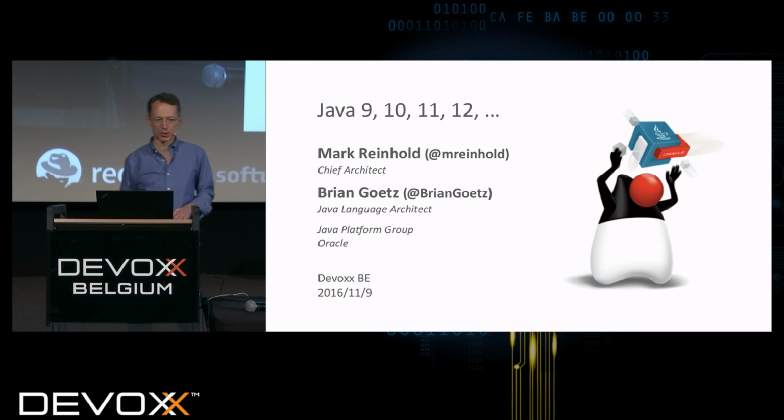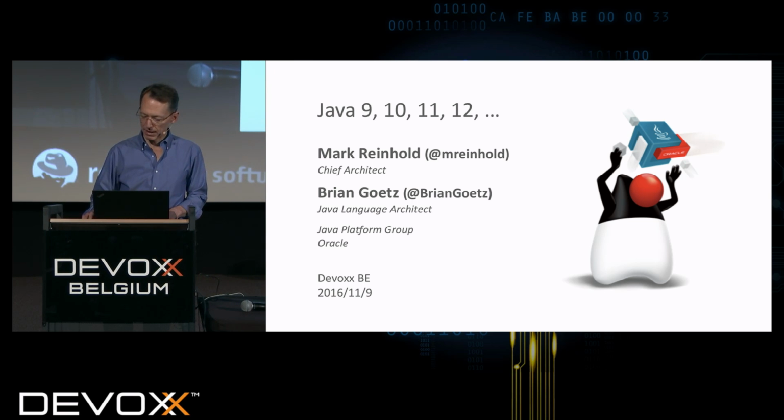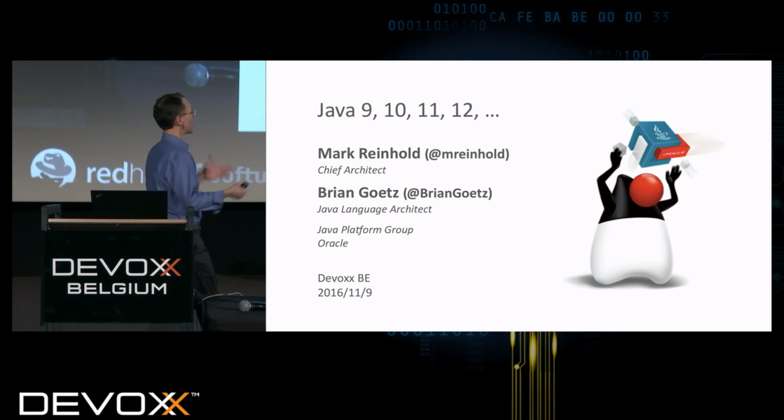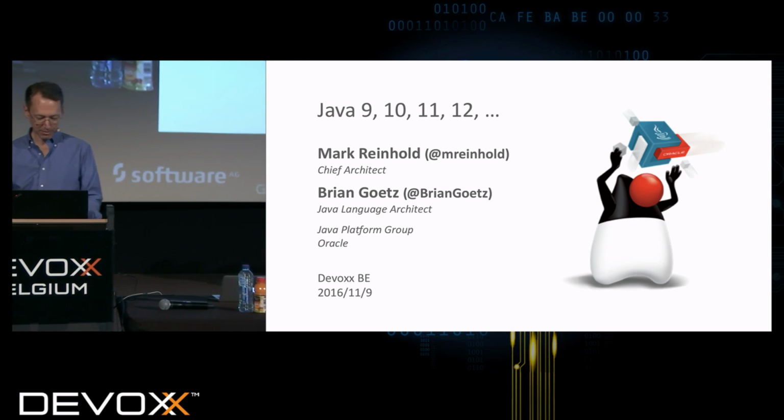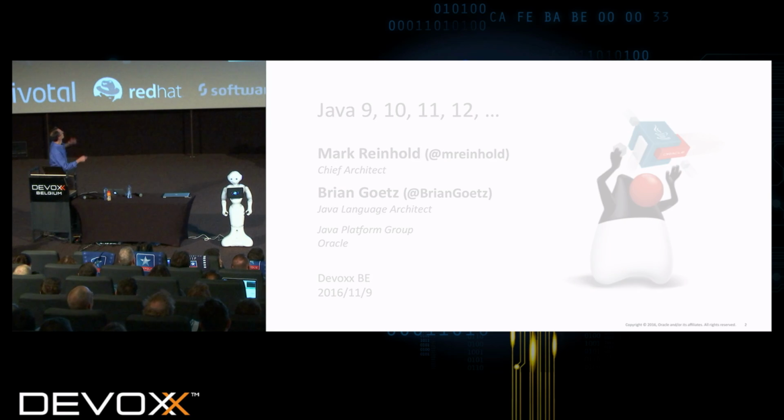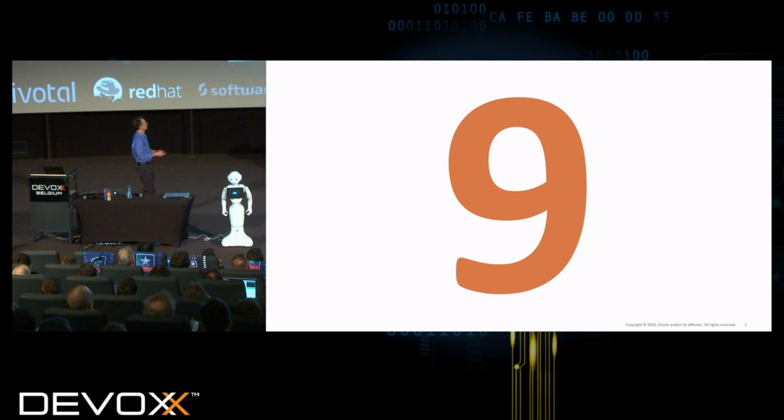Brian Goetz, my colleague, will be joining me in a little bit. We are going to talk about Java 9 and maybe some about what might be in 10, 11, 12. We're not sure. We're not making any commitments beyond what is going to be. 9 has a lot of features in it. There are some features, believe it or not, that don't involve Jigsaw.